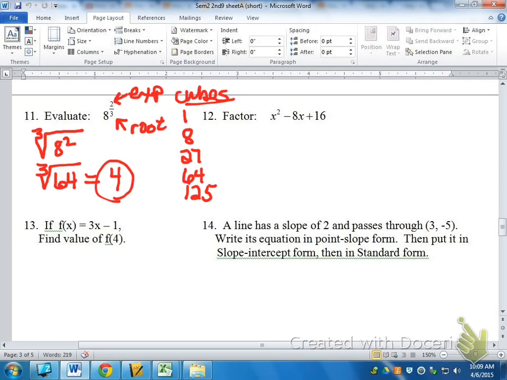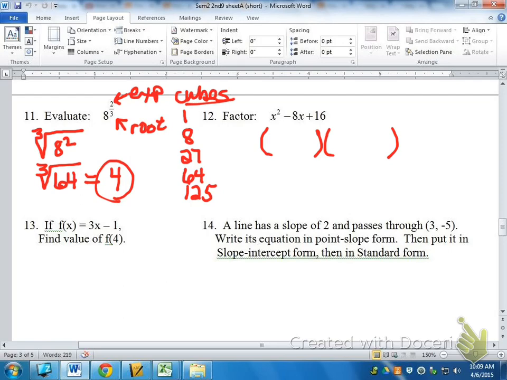Number 12, factoring x squared minus 8x plus 16. There is a shortcut that you can do with this, a perfect square trinomial, but I don't think we have time to deal with that. So we're just going to factor this.